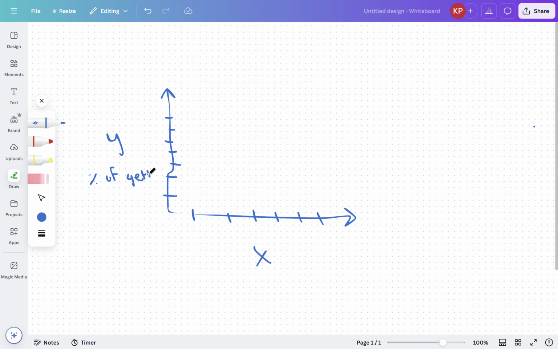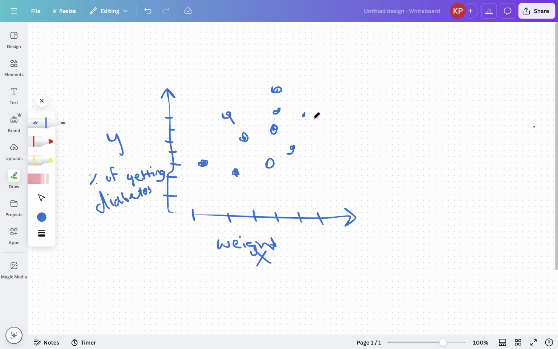So let's just do percent of getting diabetes, and then this X would be weight, and let's just say this is our data right here, right here, right here.